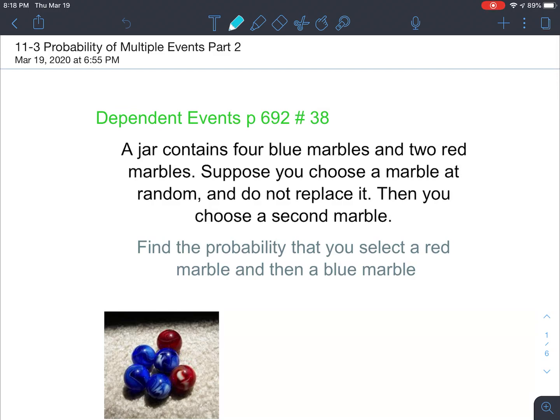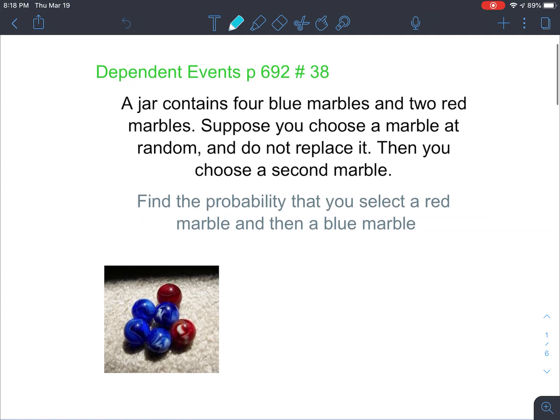Welcome to the second part of this video for 11-3, probability of multiple events. So now we're going to be looking at what happens when the two events are dependent. So we start with this question. It's from page 692, number 38.